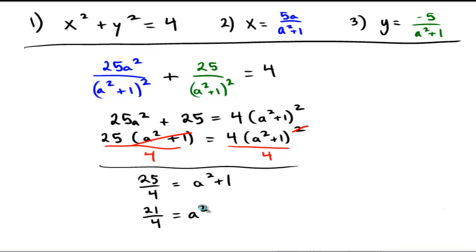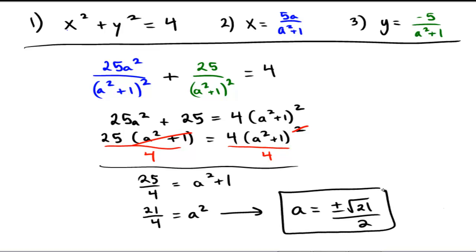equals a squared. And then we're going to take the square root of both sides. So a ends up being, technically plus or minus, radical 21 over the square root of 4, which is 2. So a is equal to plus or minus rad 21 over 2, and remember that we wanted a bigger than 0, so we're only going to accept the positive answer.